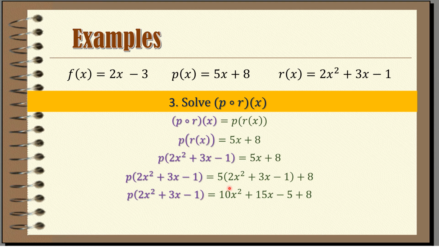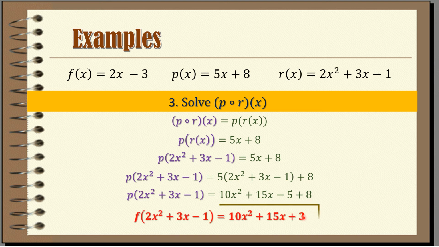Okay, so 5 times 2x squared, that is 10x squared. 5 times 3x, that is positive 15x. 5 times negative 1, that is negative 5. Then bring down plus 8. We combine the like terms. So that is, bring down 10x squared and 15x. Then negative 5 plus 8, that is positive 3. And therefore, P circle R of x is equal to 10x squared plus 15x plus 3. So that is the final answer.